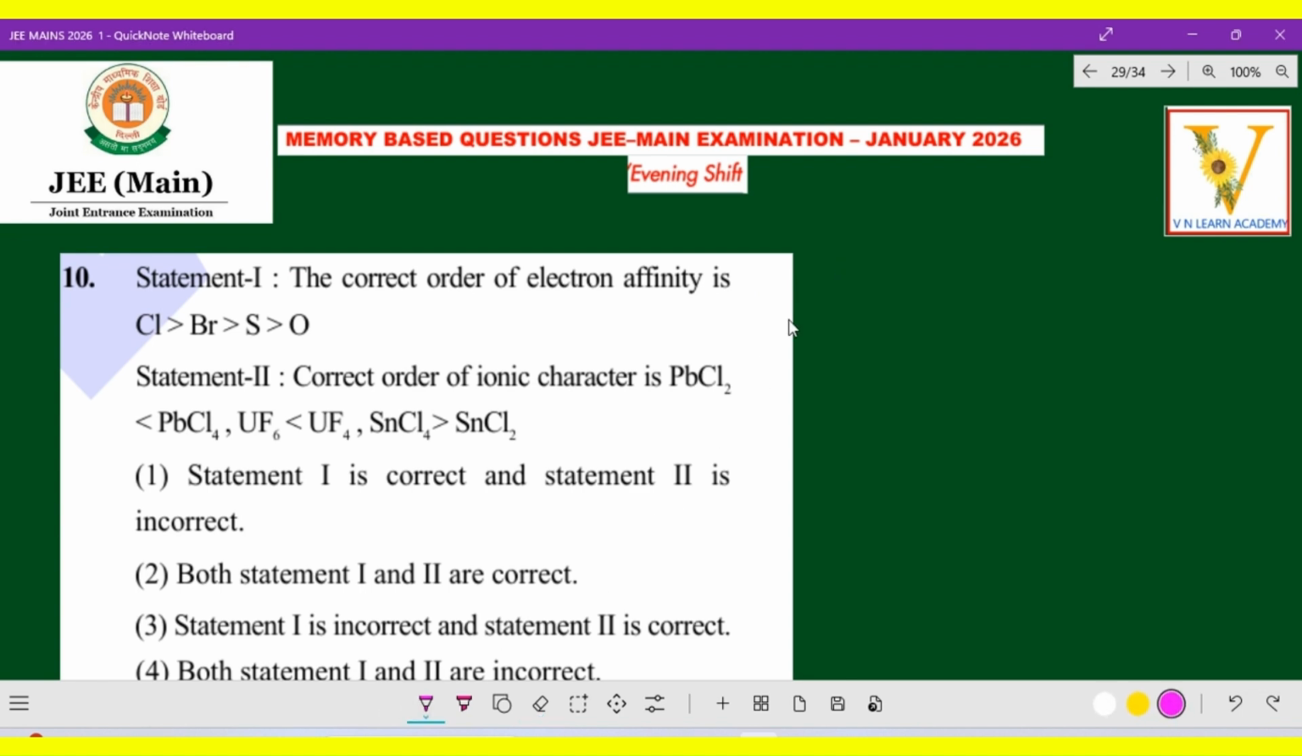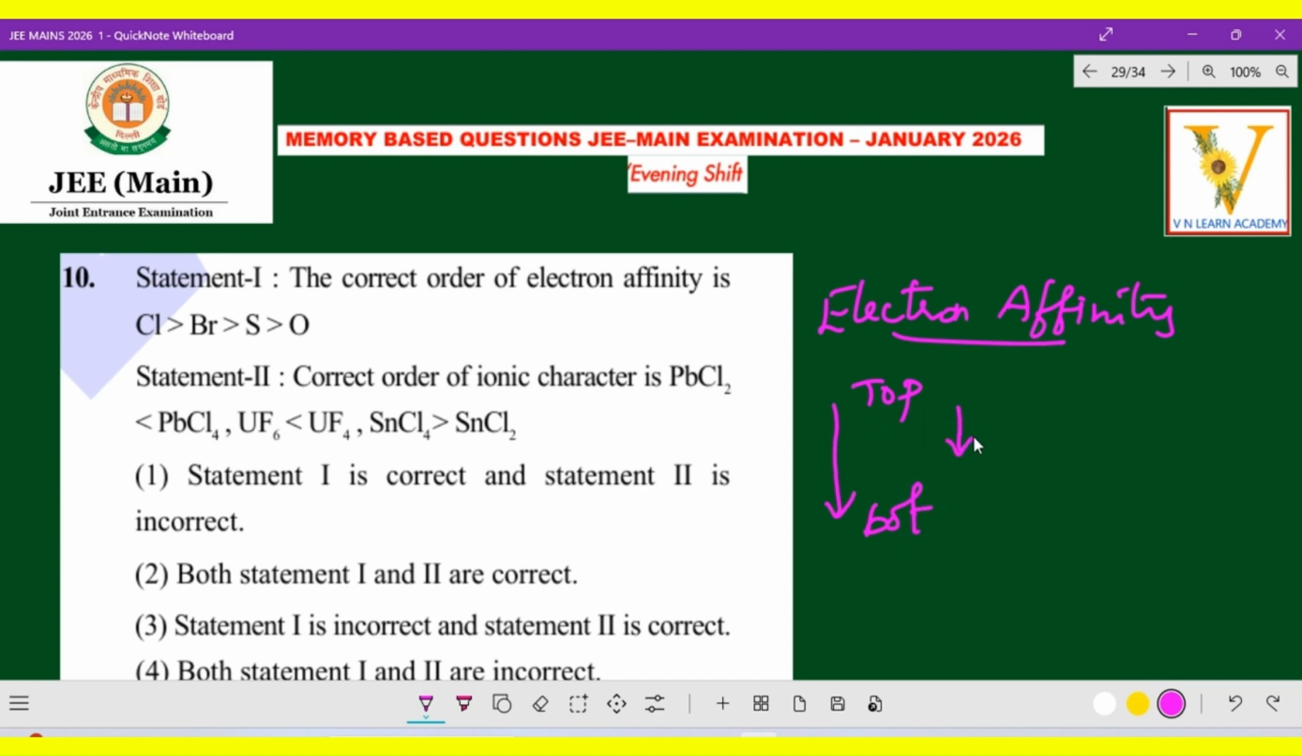So electron affinity, when we are talking about the periodic table, the strength of that electron, it mentions very clearly moving down the group, from top to bottom, electron affinity is decreasing, whereas left to right in the periodic table, electron affinity is increasing. So in that way here chlorine, bromine, sulfur and oxygen is exactly true. The first statement is correct.